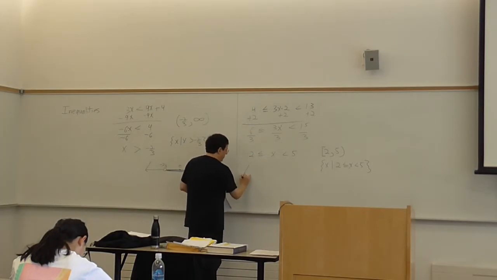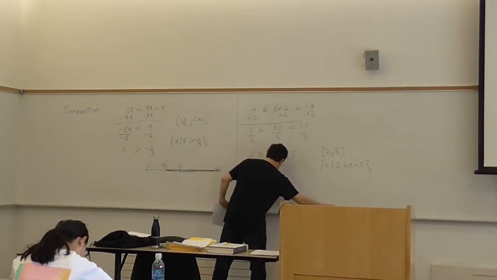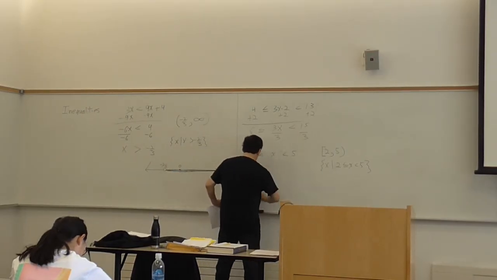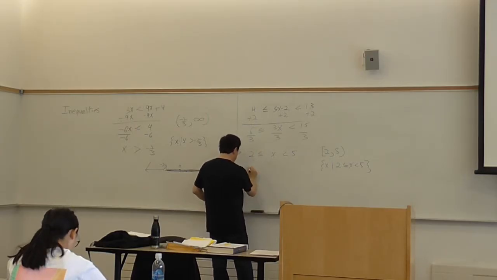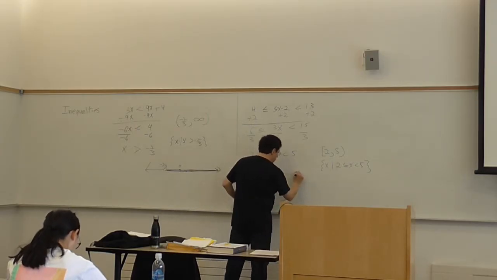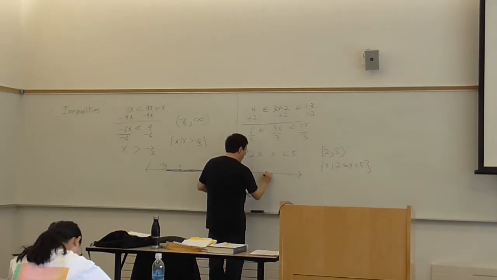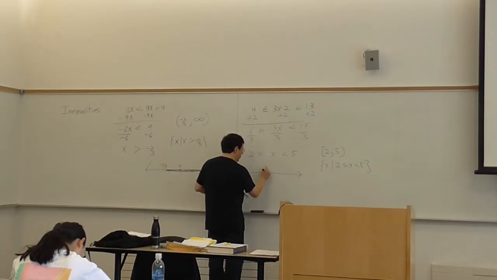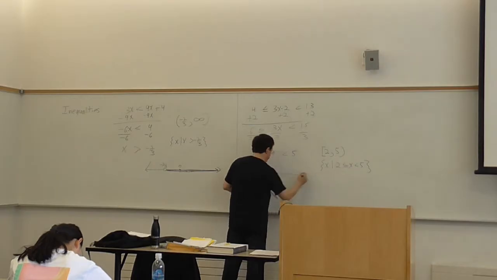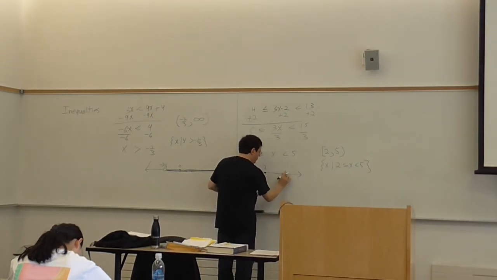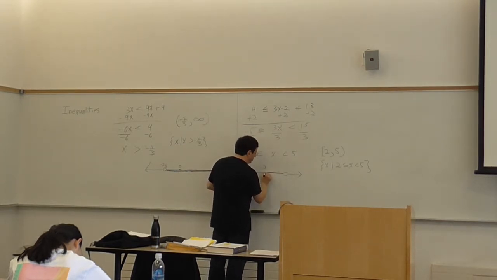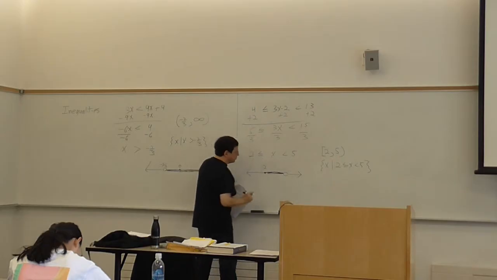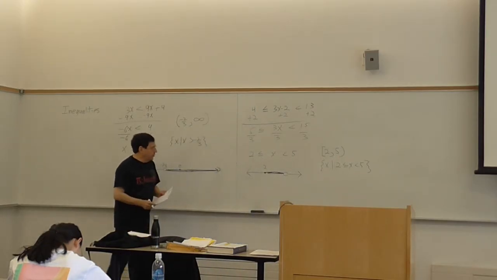And again, to graph it, this hand is not cooperating. Okay. I need 2 points. 2 I'm going to fill in because 2 is included, and 5 is not included, so I leave it open. I'm exaggerating here, of course, but that's my graph.